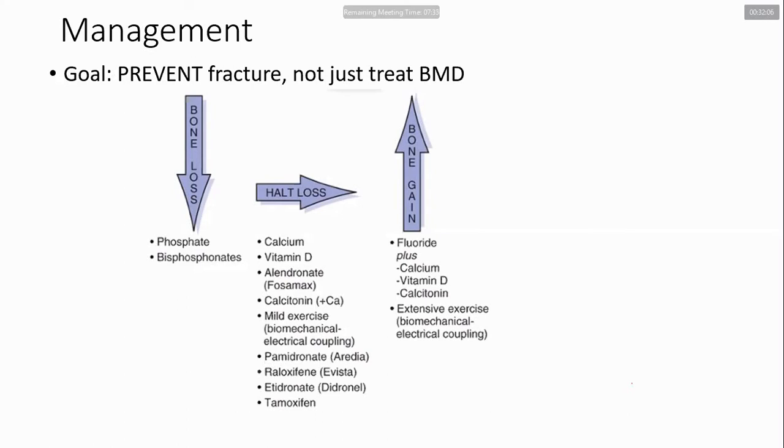Reducing bone loss would be by giving bisphosphonates, and I'll show you in the later pictures. You can stop the ongoing loss by supplementing calcium, vitamin D, calcitonin, giving some kind of physical exercise, hormone replacement therapies, selective estrogen receptor modulators, and all those things. And increase bone gain by giving fluoride. Fluoride, as I told you, is a double-edged sword. If you give more fluoride, your bones become brittle.